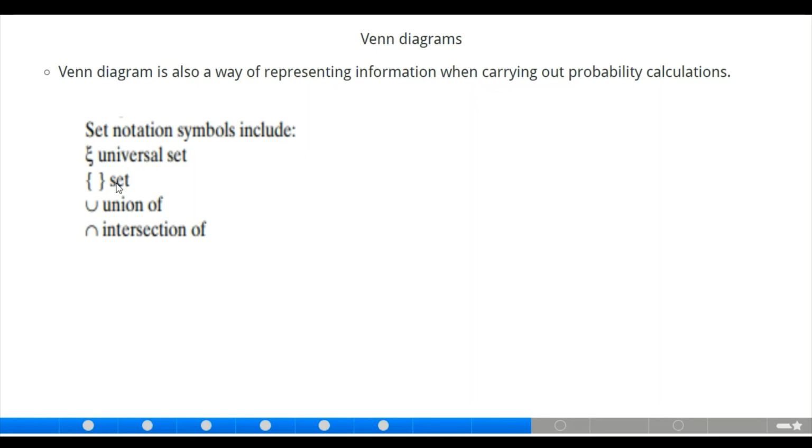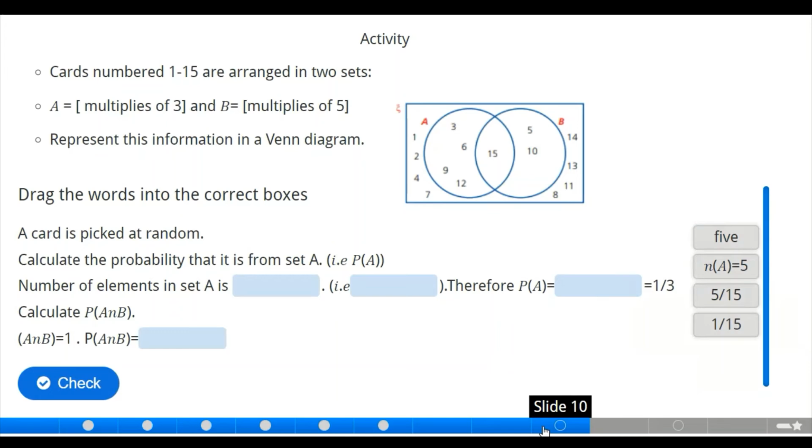Then we are talking about union. We have this union symbol here, and intersection. That is what is common between two sets. And union is bringing the two sets together. Okay. Now let's look at this activity here.